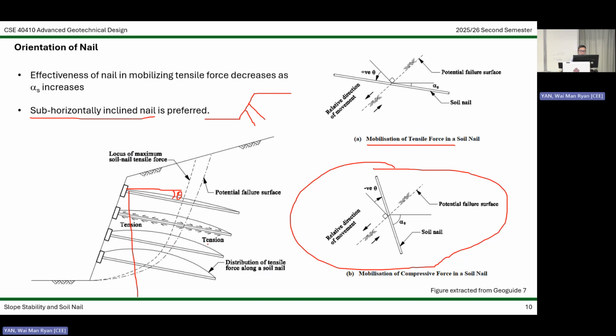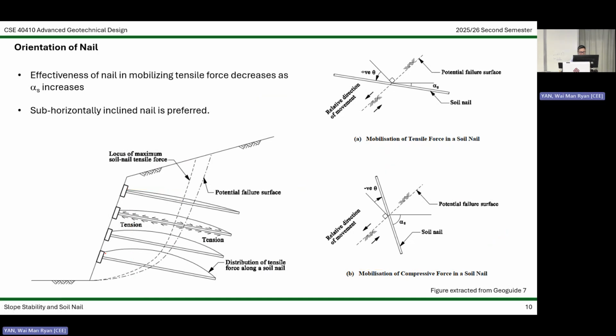Then I need to spend a little bit more time on this. I got a nail like this. I got a failure plane. The failure plane somehow divided the nail into two parts. You still remember, right? At the back, we call this passive. At the front, active. This is a slip plane.